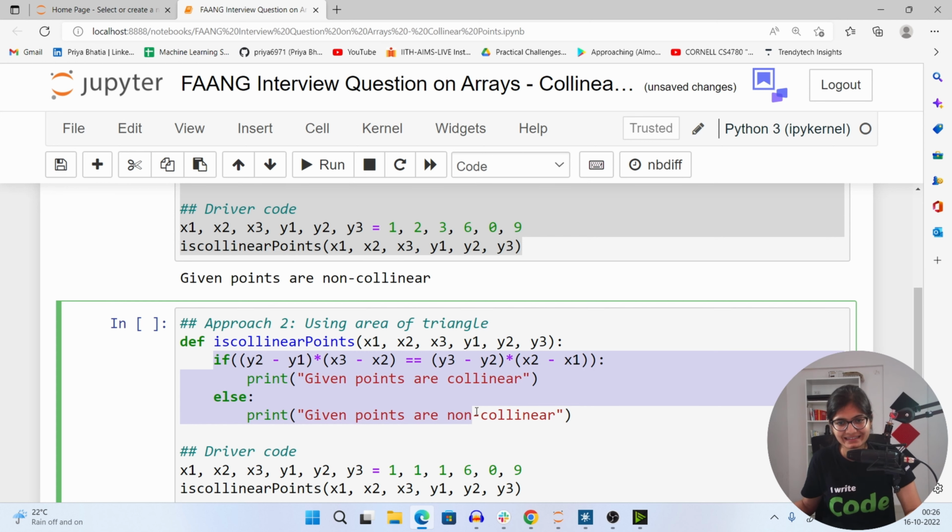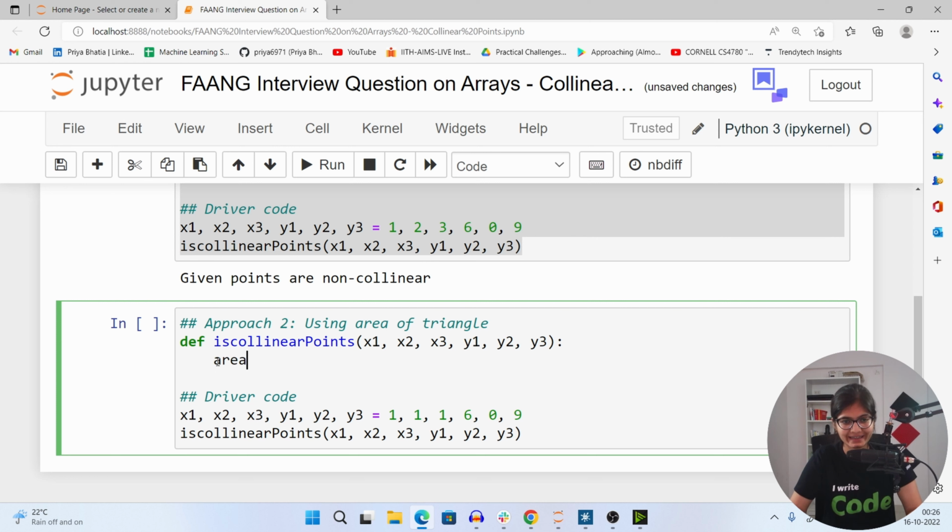Now what I will do is, instead of using the slope concept, I'll calculate the area, which is equal to 0.5 multiplied by x1 into (y2 minus y3), plus x2 into (y3 minus y1), plus x3 into (y1 minus y2). Perfect. So now I will be able to calculate the area.